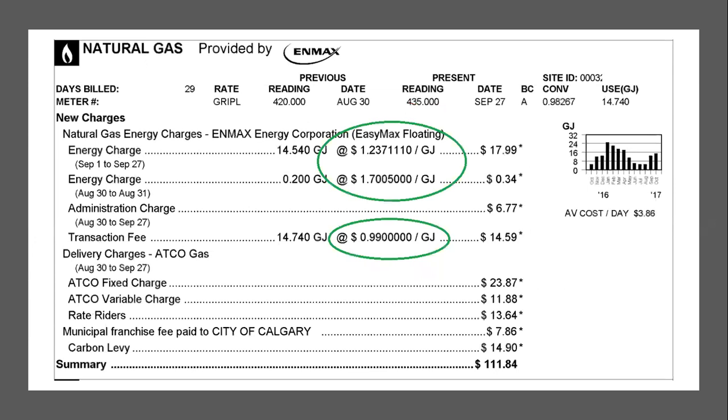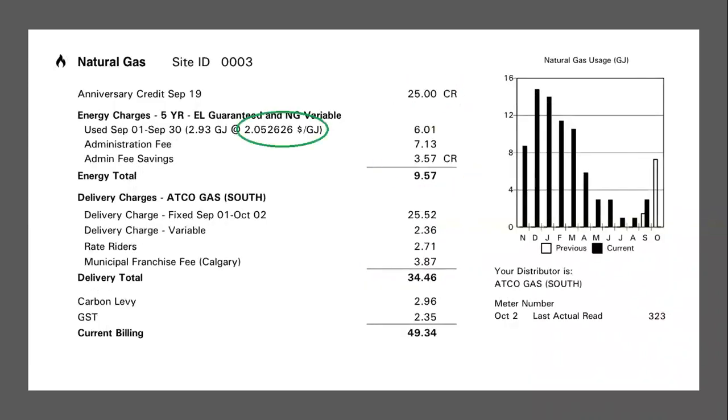The ATCO charge, the ATCO market rate, was supposedly an additional 80-something cents, right? So unless gas cost $15 on September 28th, 29th, and 30th, it's impossible to hit $2.05. The only reason it hits $2.05 is because ATCO gives their rate, then they charge the 89-cent transaction fee in there. So after we educate the customer, now we know where we stand.